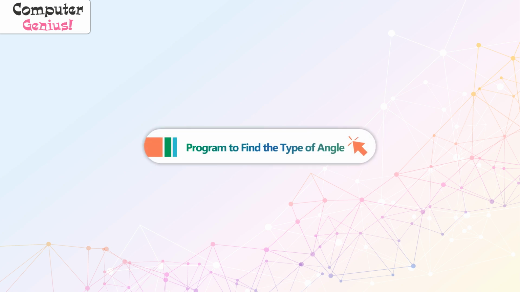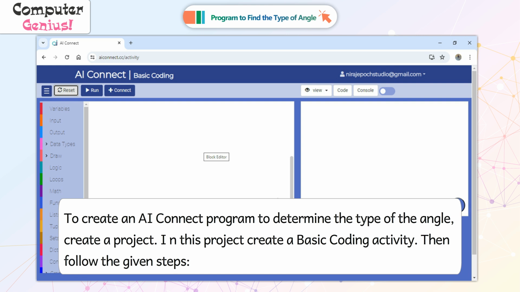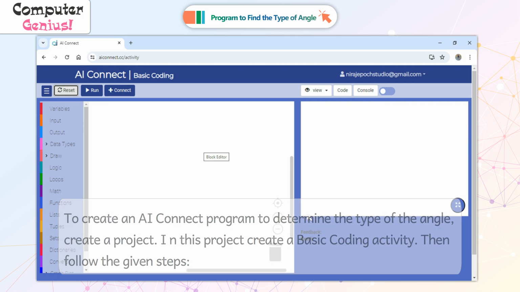Program to find the type of angle. To create an AI Connect program to determine the type of the angle, create a project. In this project, create a basic coding activity. Then follow the given steps.